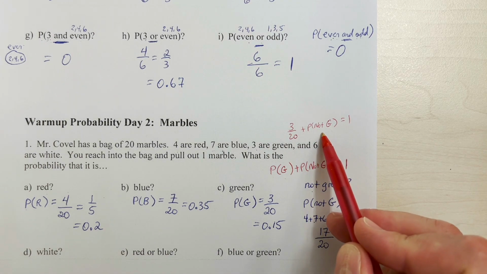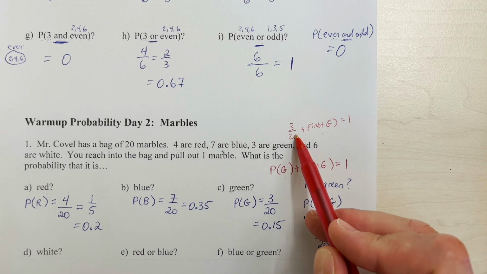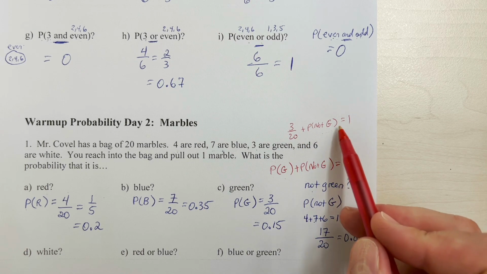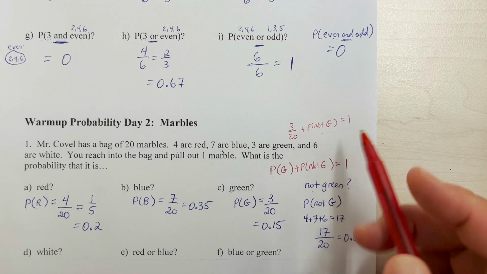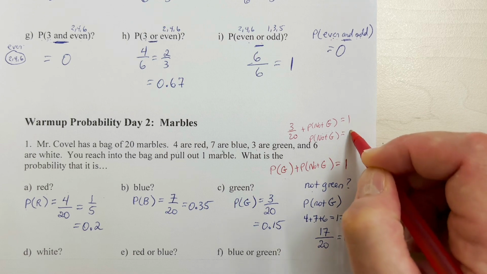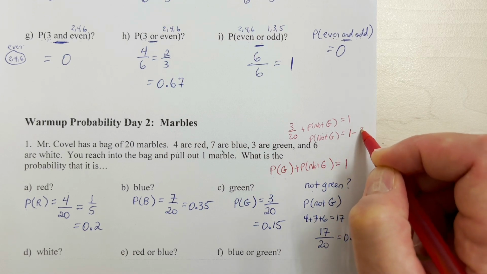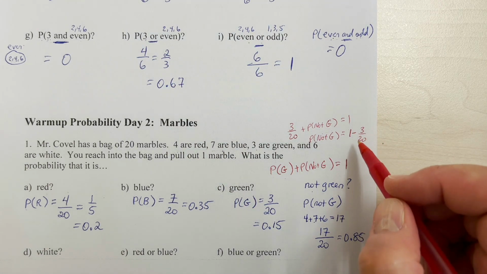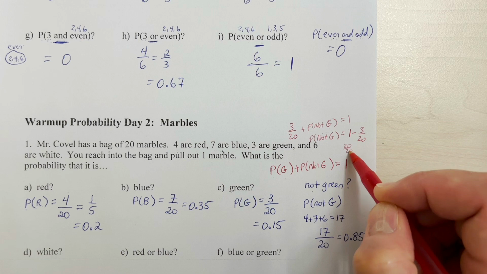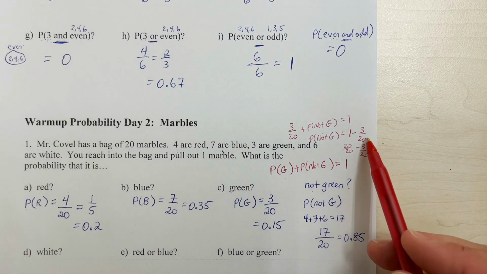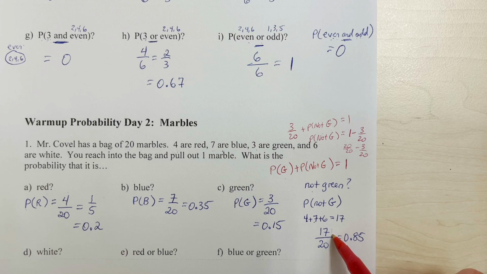What would this have to be to add to 3/20 to get me 1? The idea is that I could just subtract 3 over 20 to the other side. I could move that like an equation. If I take 1 minus the probability of green, everything left over is not green. And so with a little fraction arithmetic, this is 20 over 20 minus 3 over 20, and what that gives me is 17 over 20.